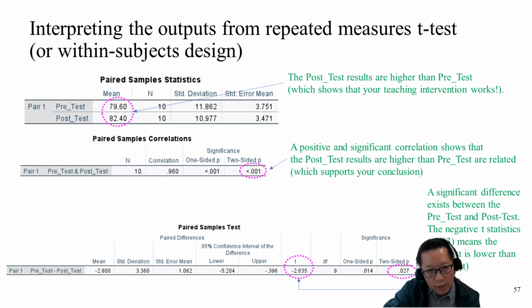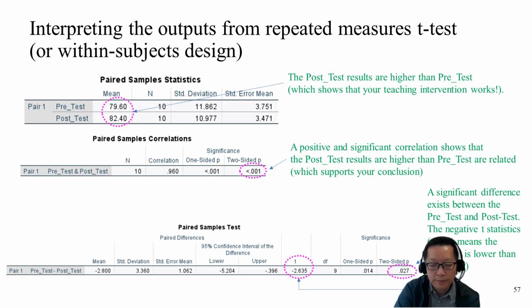You can see the second table, it shows the p-value is less than 0.01. So it shows that the post-test result is higher than the pre-test result, which shows that your teaching intervention, your new teaching method as an intervention, has produced the desirable outcome, or it works, right? And the significance is positive and significant, right? And you can see also there's a significant difference that exists between the pre and post, right?